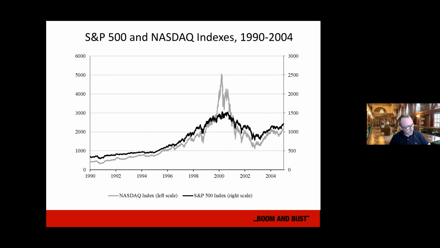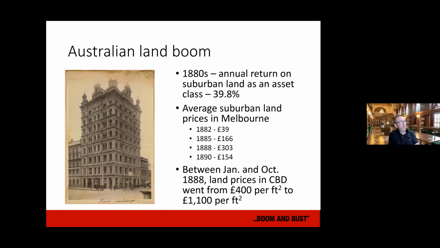Okay, so the second bubble that I want to talk about, and one that I had a lot of fun with. I did most of the underlying research for this because I went to Australia to do this, and this is the Australian land boom that took place in the 1880s. To give you some idea of the scale of this land boom, in the 1880s in Melbourne, the annual return on suburban land as an asset class was 40% per annum.